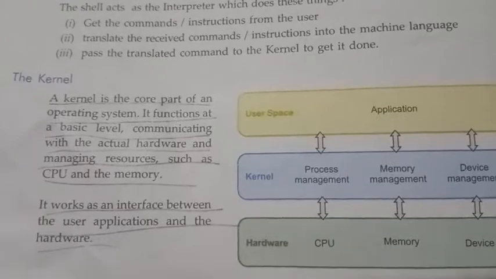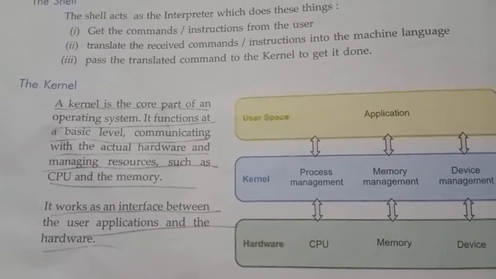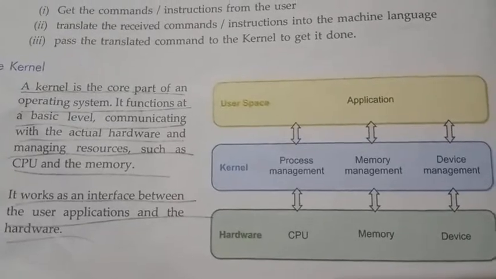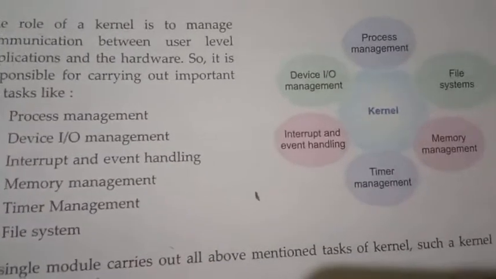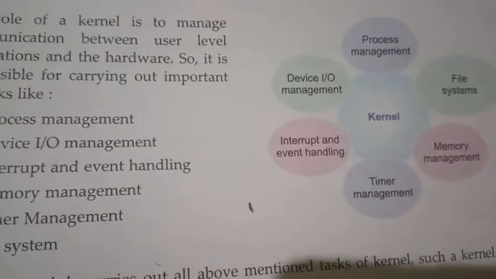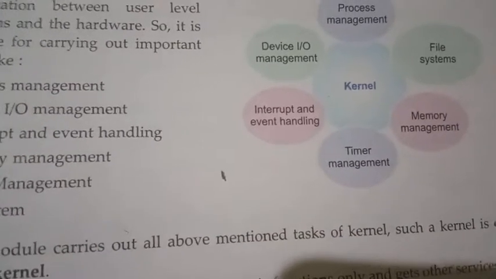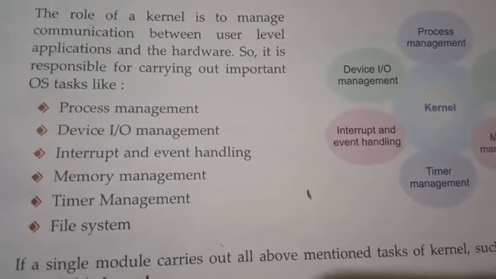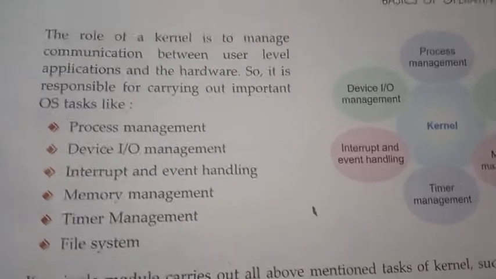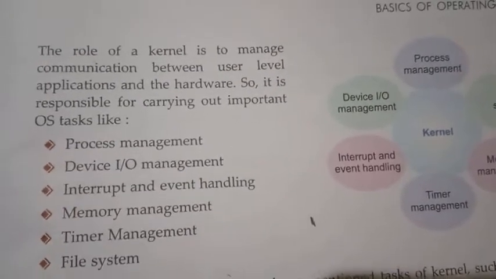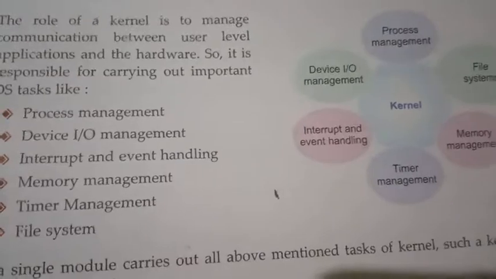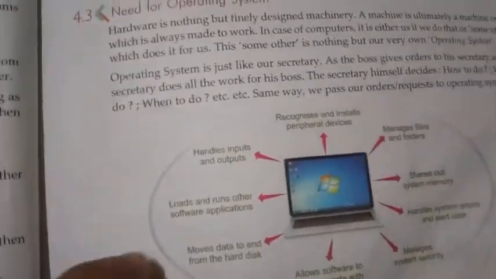It functions at the basic level of computing. Here it works as an interface between user application and hardware. In one figure, it shows the role of kernel. Kernel does process management, device management, file system management, timer management, memory management, and interrupt handling management. In the coming session we are going to study the details about these managements. Now you just write this only. Today we studied this much. First one, we studied the need for operating system in 9 points.